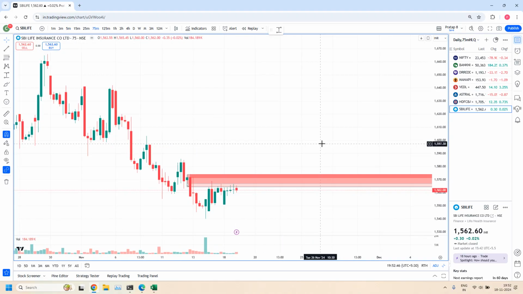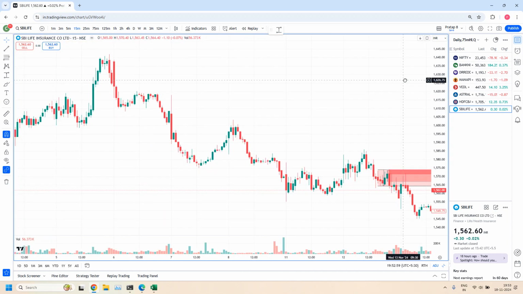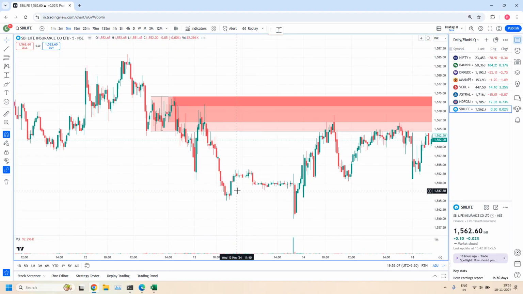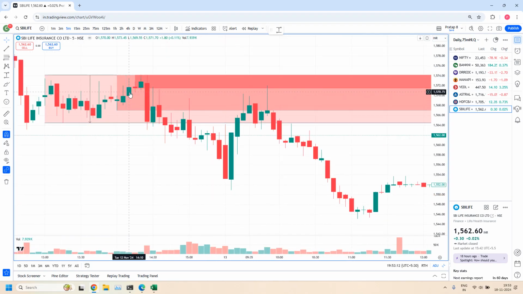This is the 75 minute zone. Drop, base, drop. This has a fine tuned 5 minute zone, but it is a tested zone. In the 15 minutes time frame, we have a rally, base, drop, and in the 5 minutes time frame, you have rally, 2 base candles and a drop. This is the area. See, prices are sharply coming down. Again, on the second test it sharply came down.